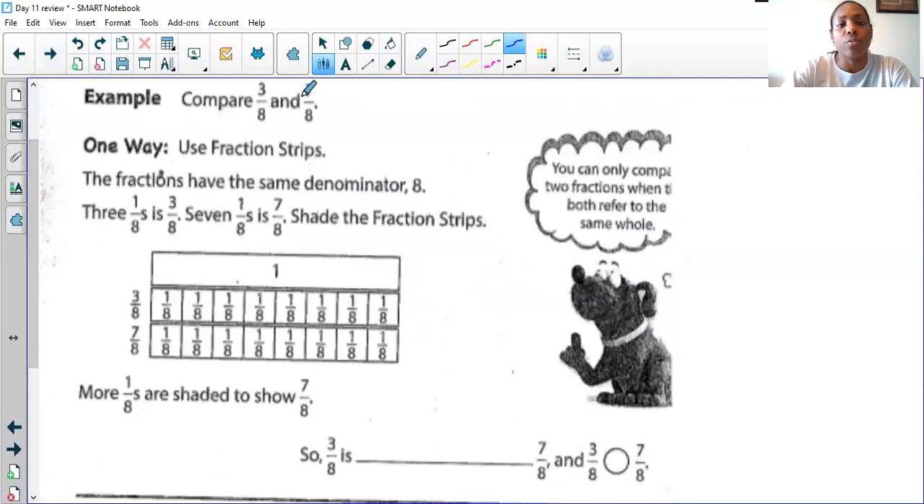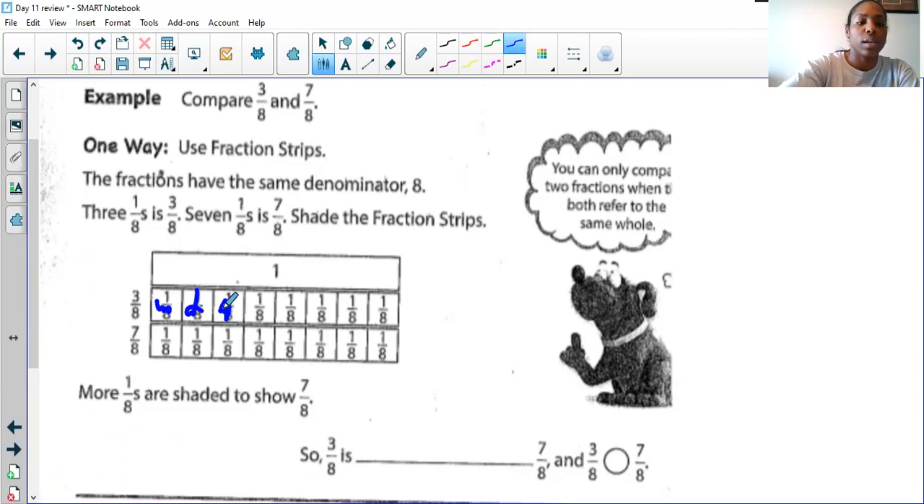It says compare 3/8 and 7/8. Use fraction strips. The fractions have the same denominator of 8. So 3 times 1/8 is 3/8. 7 times 1/8 is 7/8. Shade the fraction strips. So we're going to do that at this time. So it's asking for 3/8, so I'm going to color in 1, 2, 3/8.